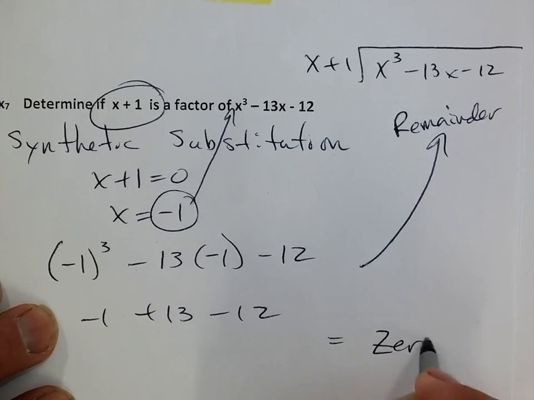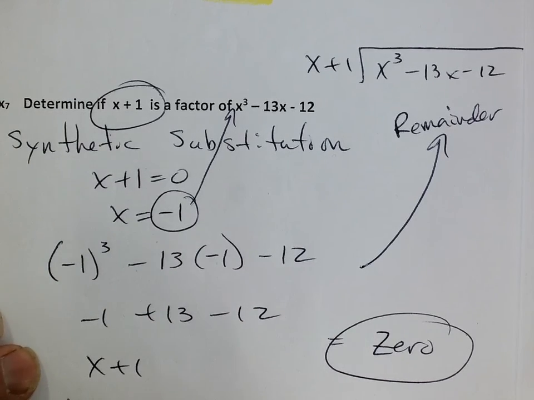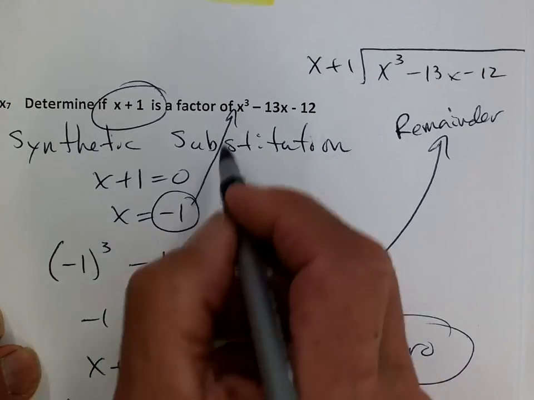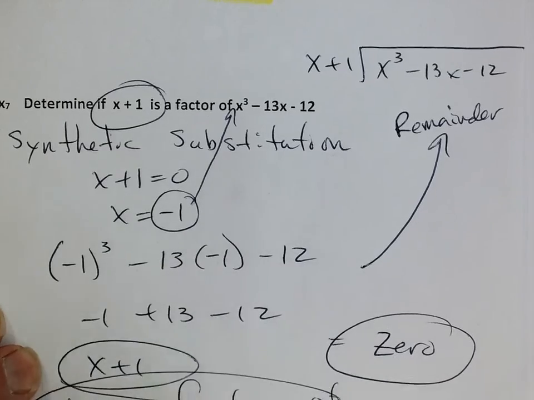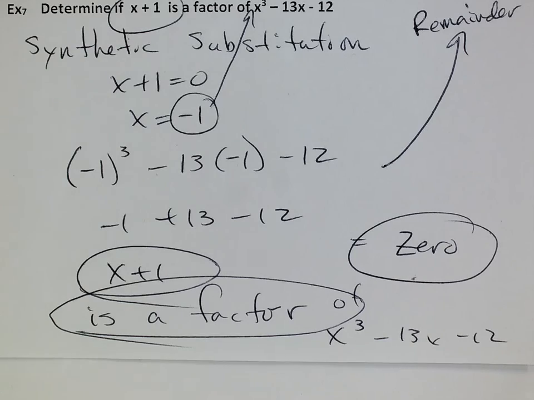Okay, so this tells me it goes in evenly, that x plus 1 is a factor of x cubed minus 13x minus 12, because if it goes in evenly and you get a remainder of 0, it is a factor. Okay, that's what I have for lesson today.